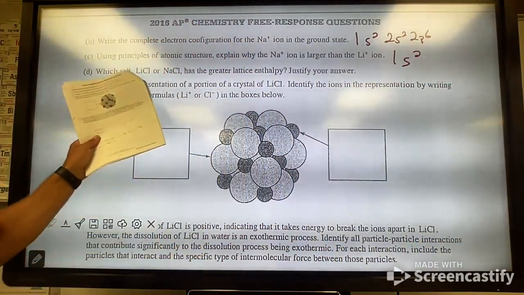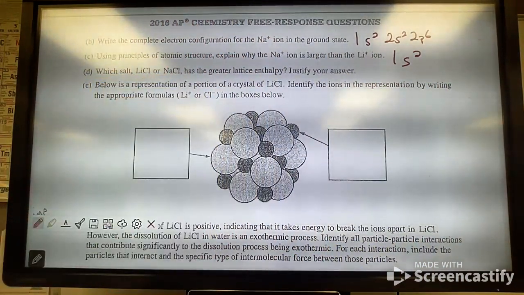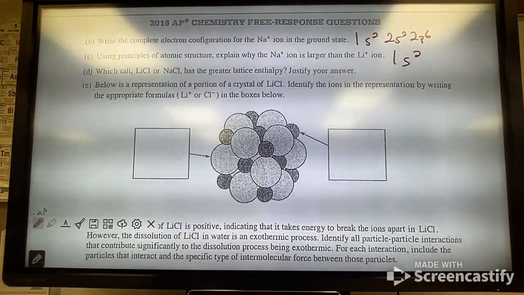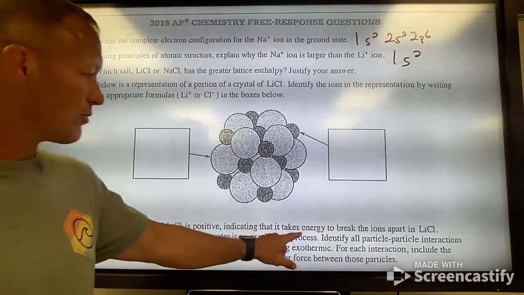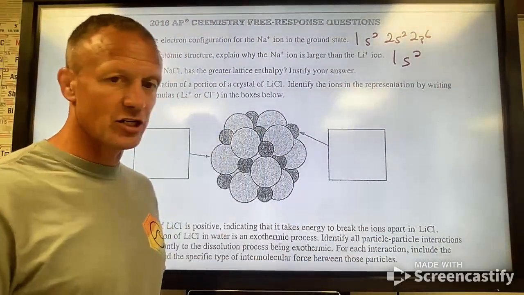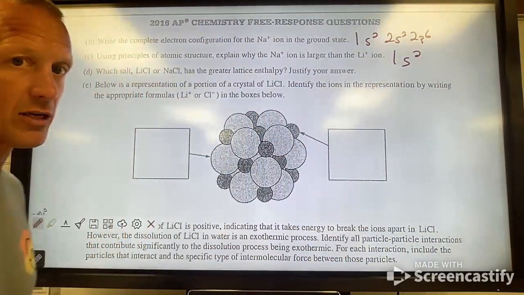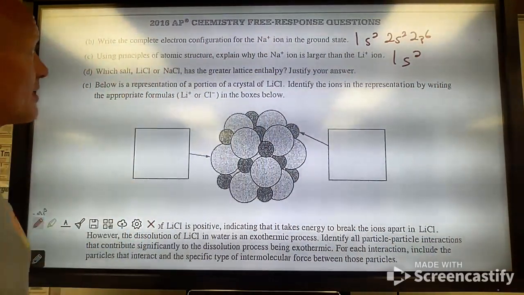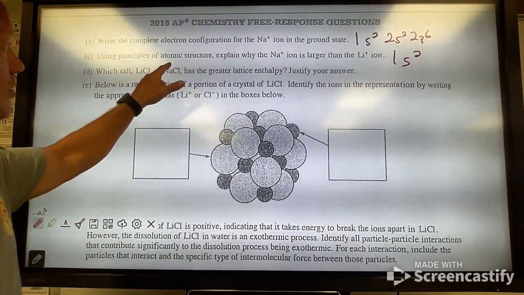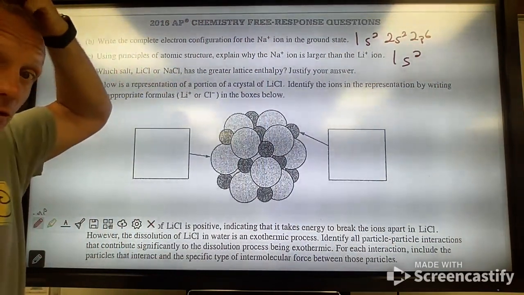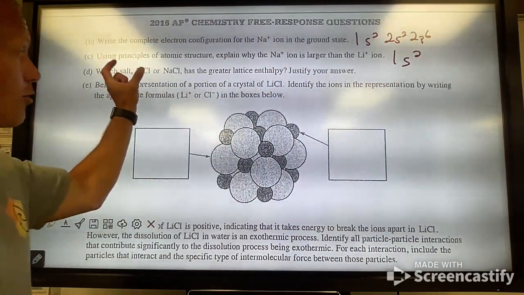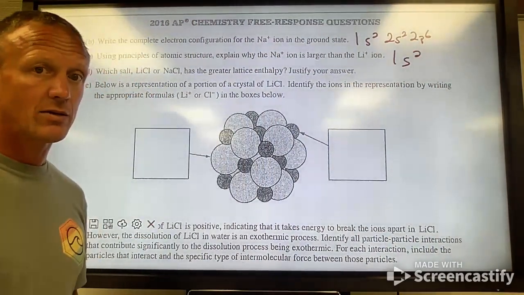Which salt, LiCl or NaCl, has the greater lattice enthalpy? Usually it tells you what lattice enthalpy is in here, but lattice enthalpy is the energy it takes to break the ions apart. So is it harder to break apart LiCl ions or harder to break apart NaCl ions? Well, chlorine's the same size. They're both chlorines in there. Since lithium is smaller, it can get closer to a chlorine ion.